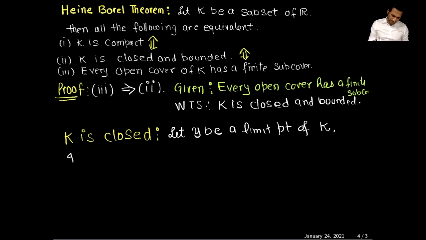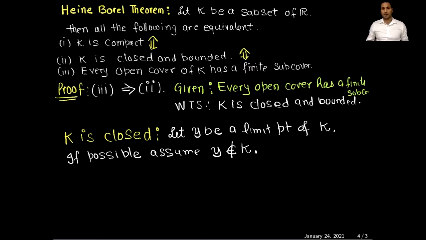If possible, assume y is not a member of K. So we will prove this by the method of contradiction. We will assume that y is not a member of K, and then we will produce some sort of contradiction in this proof. If y is not a member of K, then definitely this distance, x minus y, is strictly positive.